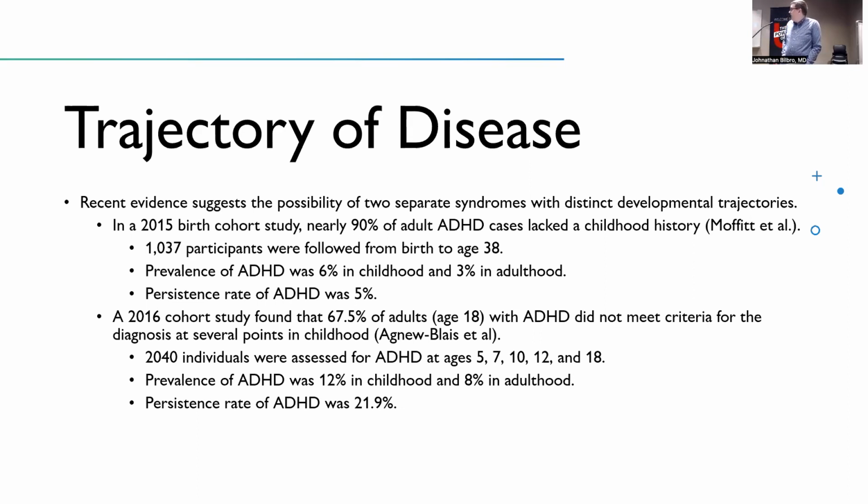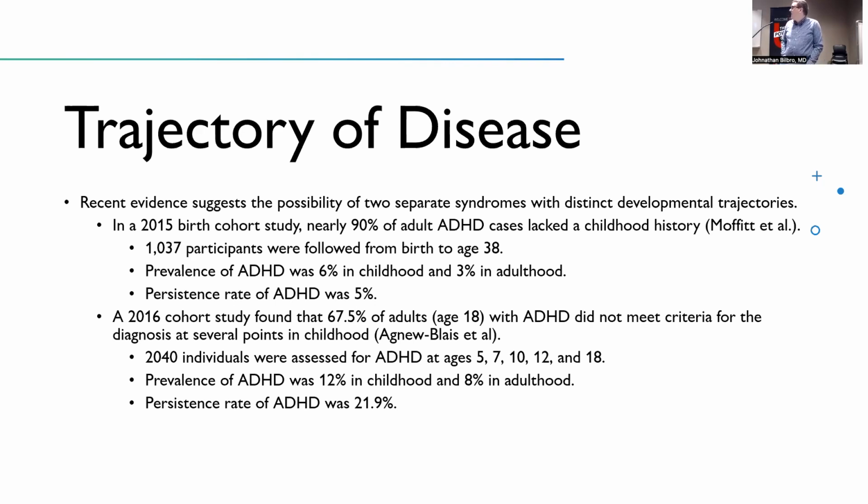In that cohort, the prevalence of ADHD was 6% in childhood and 3% in adulthood. So pretty close to those estimates that I mentioned earlier. Interestingly, the persistence rate of ADHD was only 5%, meaning only 5% of those who had been diagnosed with childhood ADHD continued to meet the diagnosis in adulthood. And around 90% of the adult ADHD cases lacked any childhood history of ADHD. So that's pretty dramatic, right? A persistence rate of 5% is very, very low.